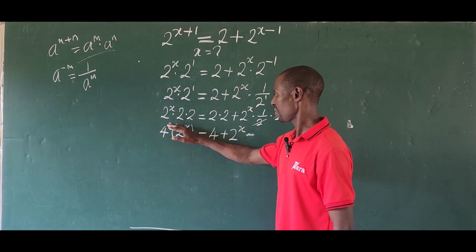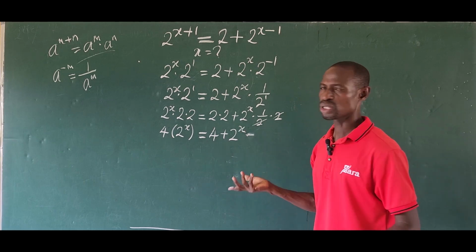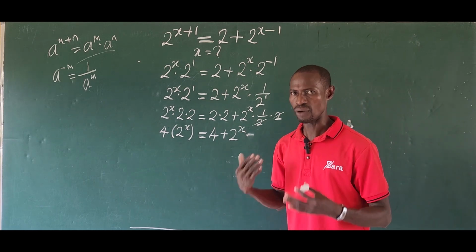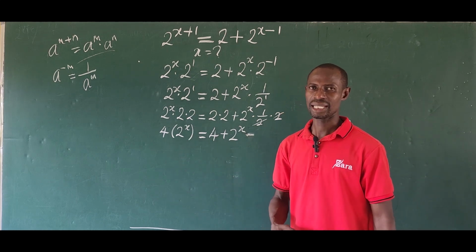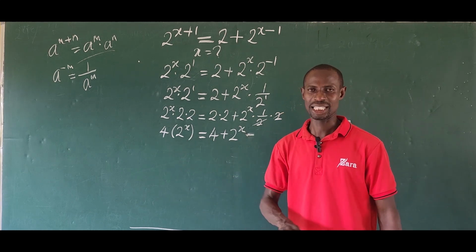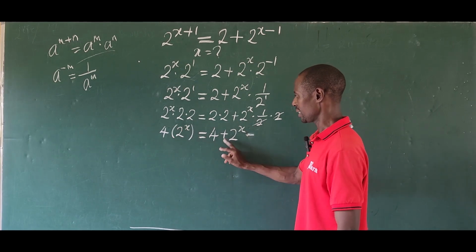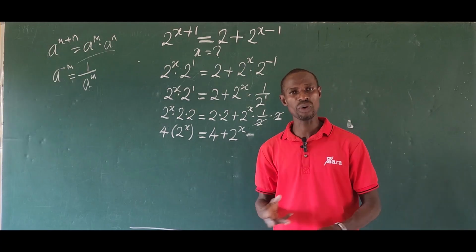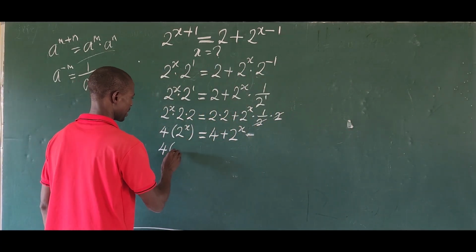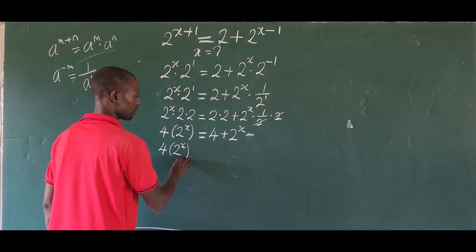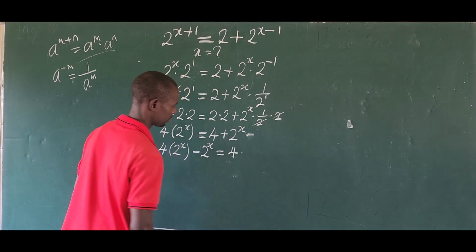Now what do we do? We have 2 to the power of x here and 2 to the power of x here. We can do a simple substitution, but that substitution is of no value. In other words, if I said let 2 to the power of x represent a different letter, that is meaningless. And so we move this quantity to this side. Here we have a plus, and when it crosses the sign of equality, it turns to minus. So we have 4 bracket 2 to the power of x close bracket minus 2 to the power of x equal to 4.